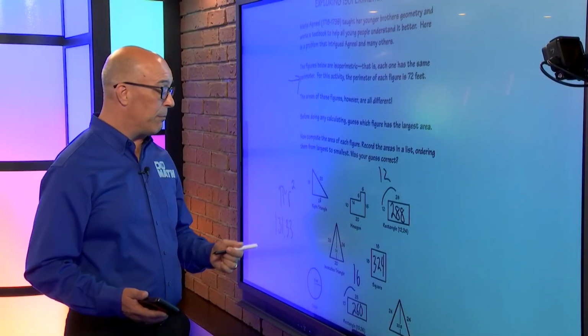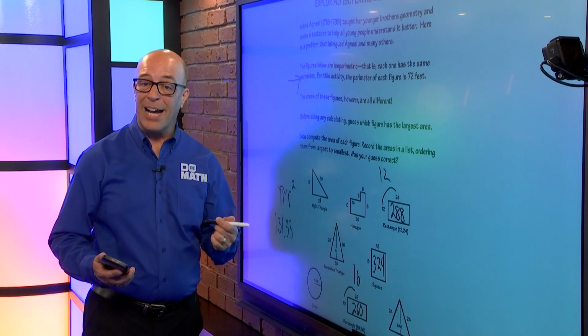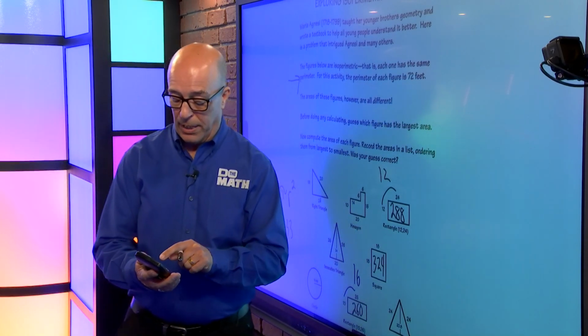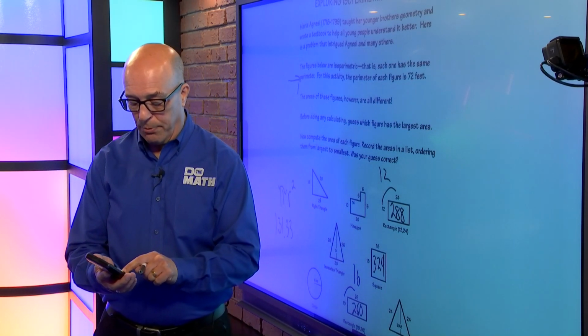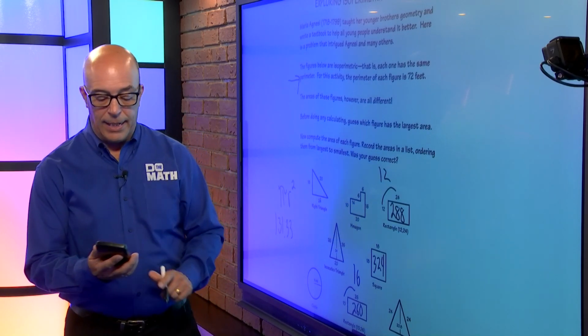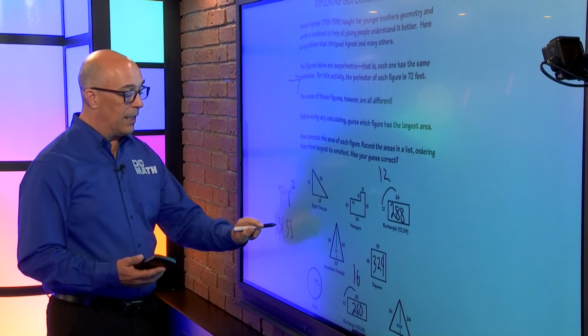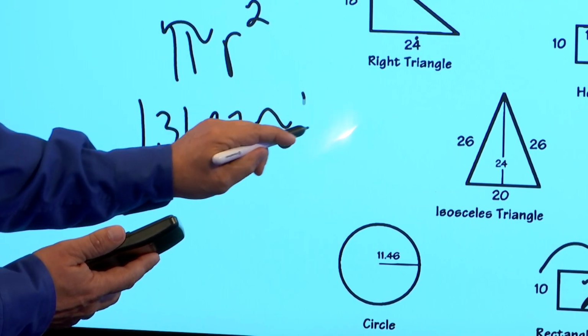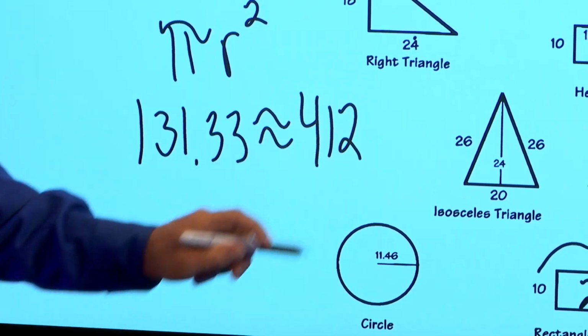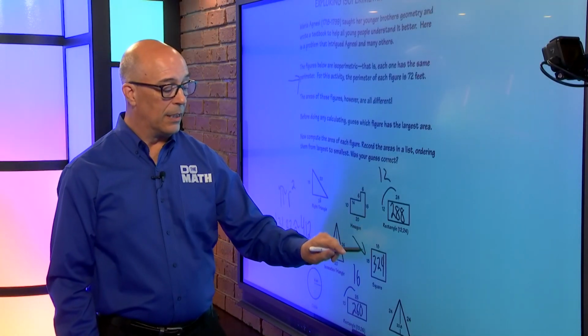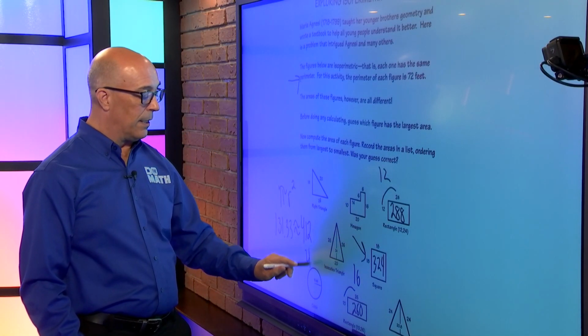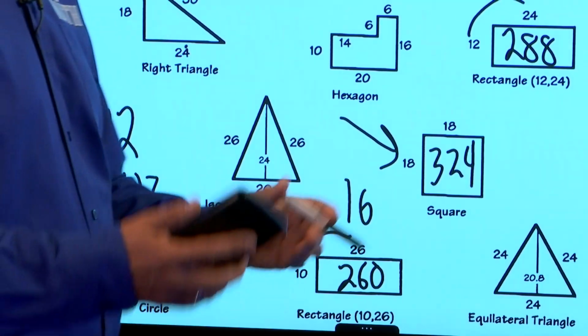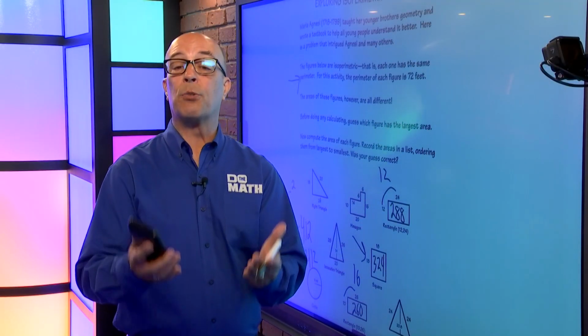But then we also have to remember we have to multiply this by pi, which is 3.14. So we'll take that times 3.14. And now we come up with a number that is approximately equal to 412. Obviously, a bit bigger than the 324, but if you need straight edges, the square is the way to go.